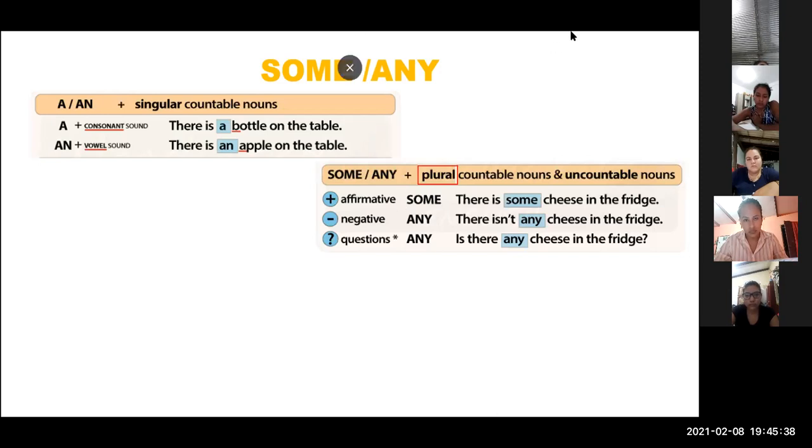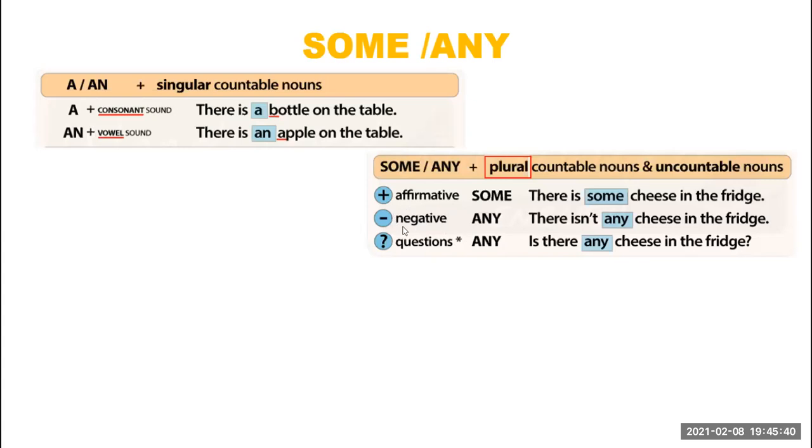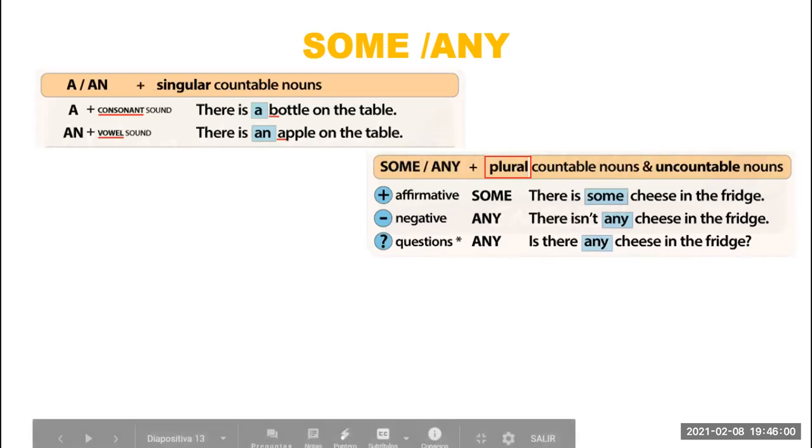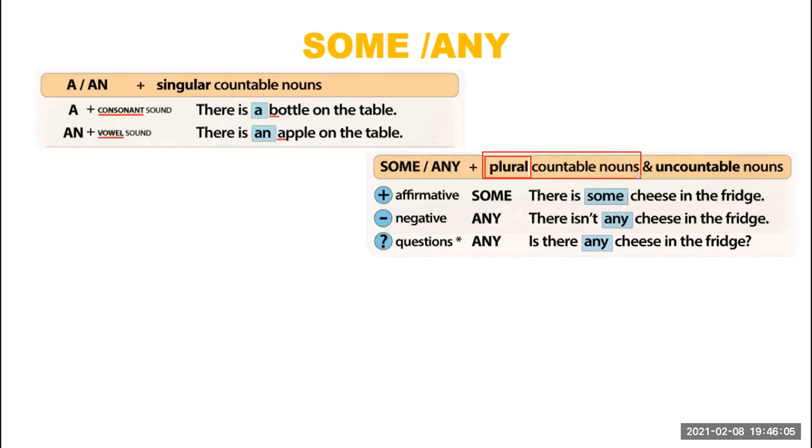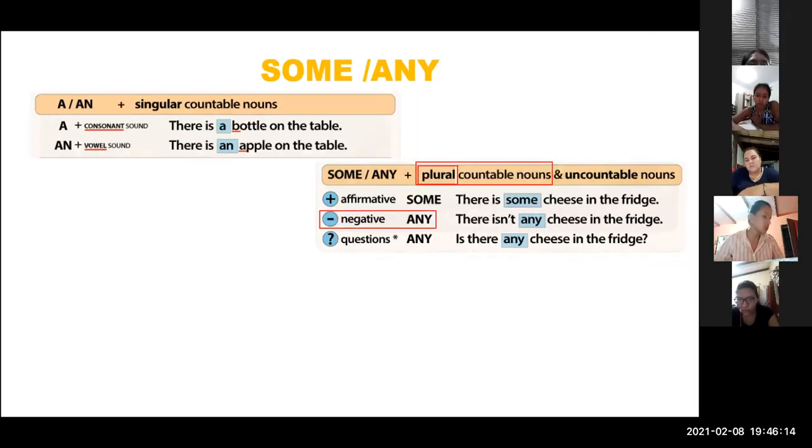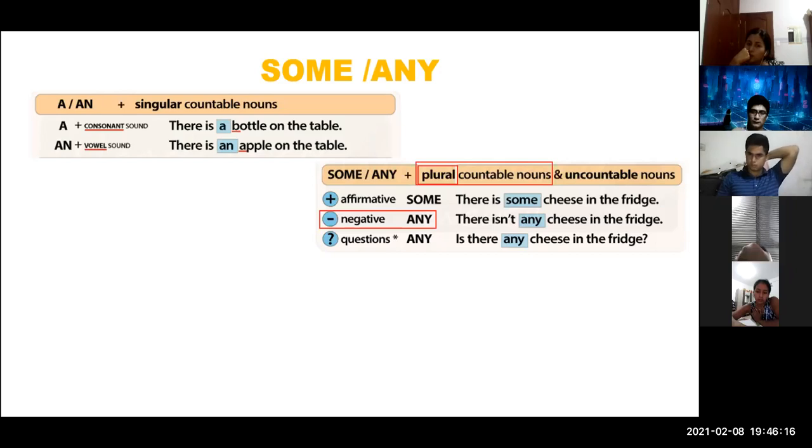Let's talk about the negative sentences, okay? So we use any for negative sentences and we use any for questions too, okay? So for example, there isn't any cheese in the fridge. Is there any cheese in the fridge? Okay, so I want you to give me an example with a plural countable noun, a negative sentence using any.